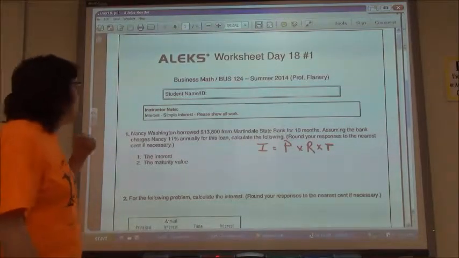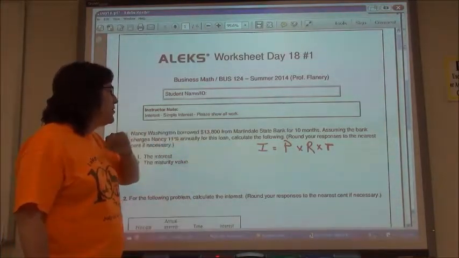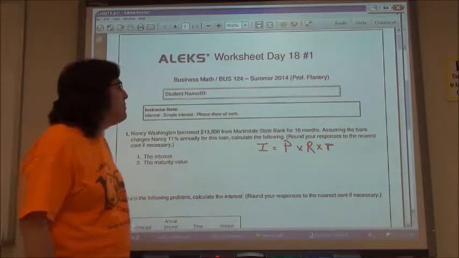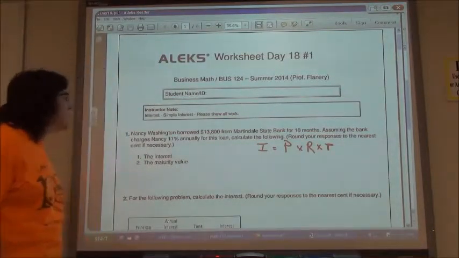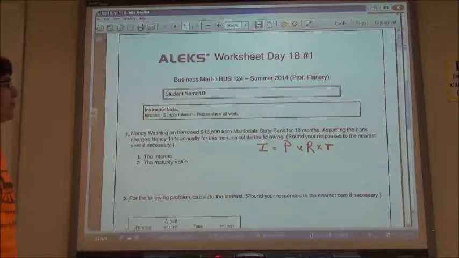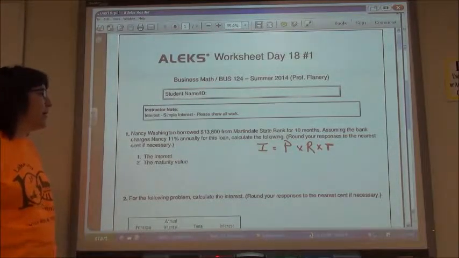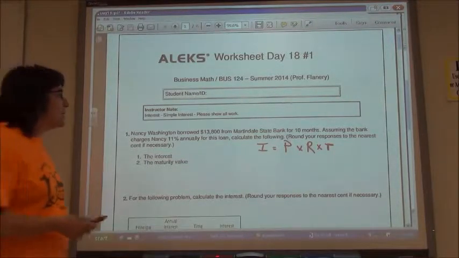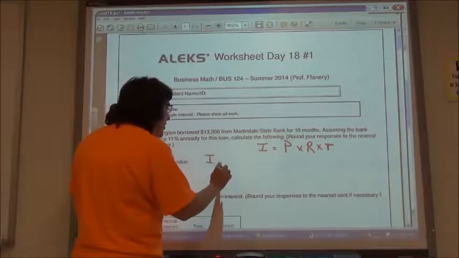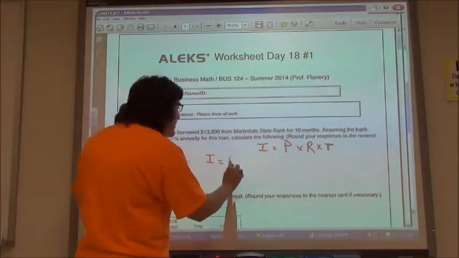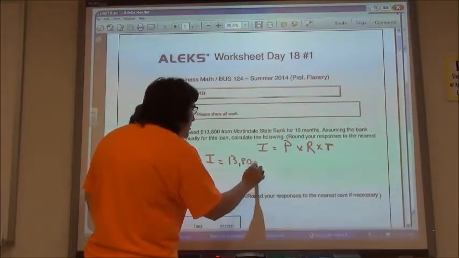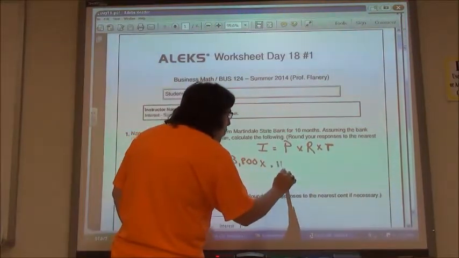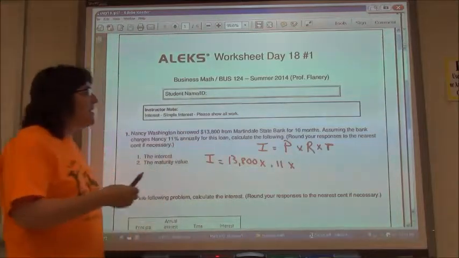It says Nancy Washington borrowed $13,800 from Martindale State Bank for 10 months. Assuming they charge Nancy 11% annually for this loan, calculate the following. Round your response to the nearest cent if necessary. So my interest is going to equal my principal, $13,800, times my interest rate, which is 11%, 0.11, times my time in years.